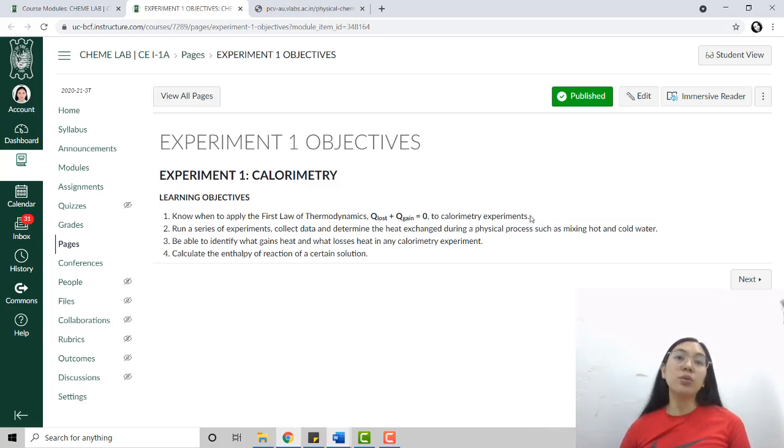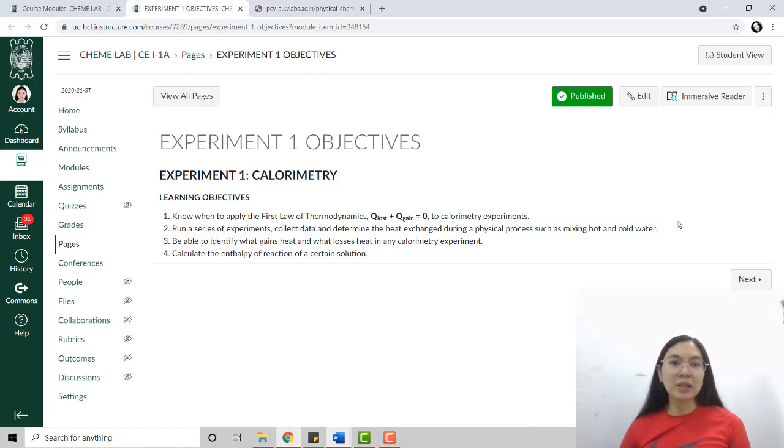I believe you have already learned this in the second lecture video in your Chemistry for Engineers lecture proper, wherein you know that the heat loss, that's Q, plus the heat gained is equal to 0. So knowing the first law of thermodynamics, you have to apply this to calorimetry experiments.